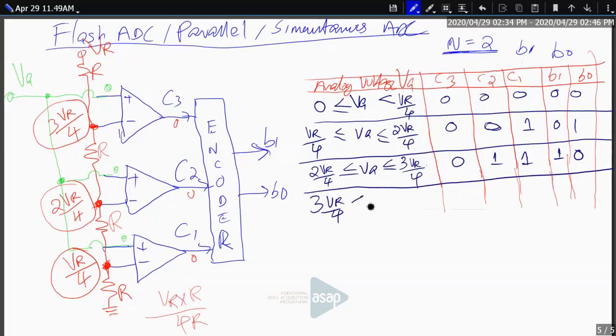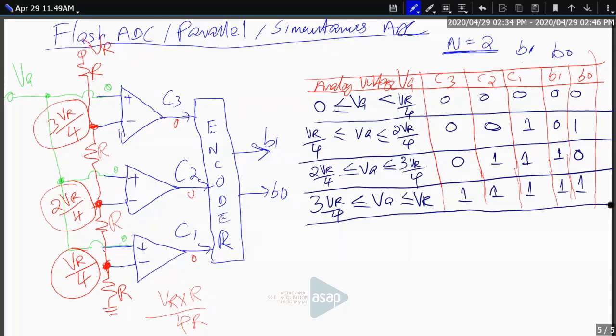That is how it is coded. Now, whenever the input voltage magnitude VA is greater than or equal to VR by 4 but less than 2 VR by 4, the first comparator can produce an output 1. The others will remain at 0, 0. That will be called 0, 1.